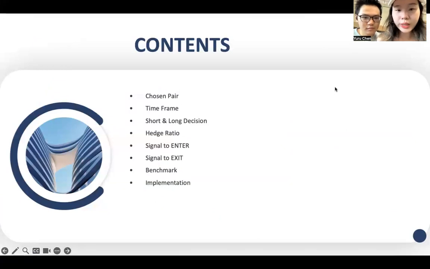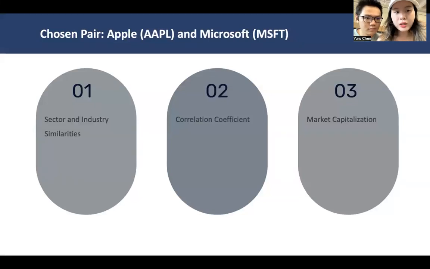So the contents would include how we chose the pairs, the time frame, the short long decision, the hedge ratio, the signals to enter, the signals to exit, and the benchmarking or net implication framework. We chose the pair Apple and Microsoft from three main aspects. The first is their sector and industry similarities, their correlation coefficient, and their market capitalization.